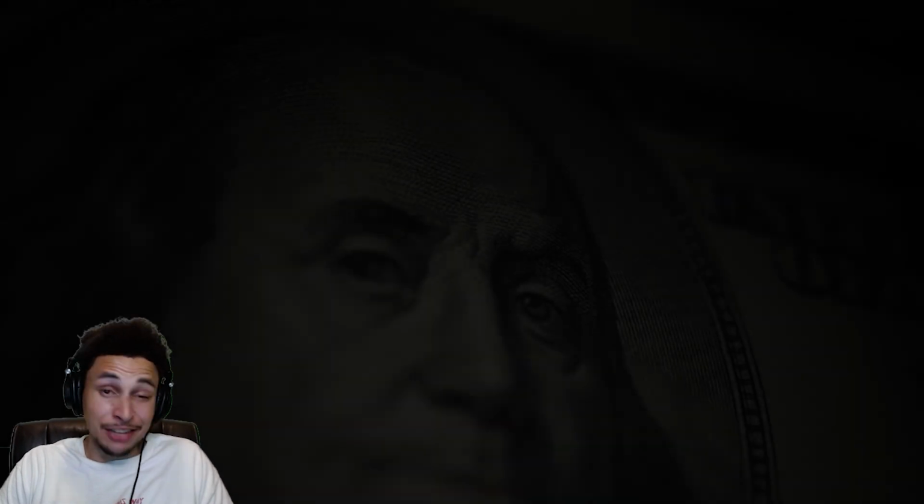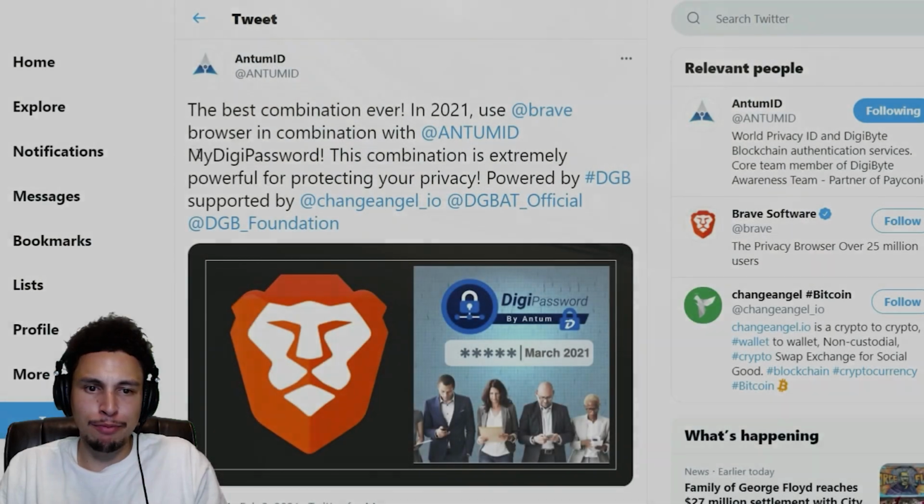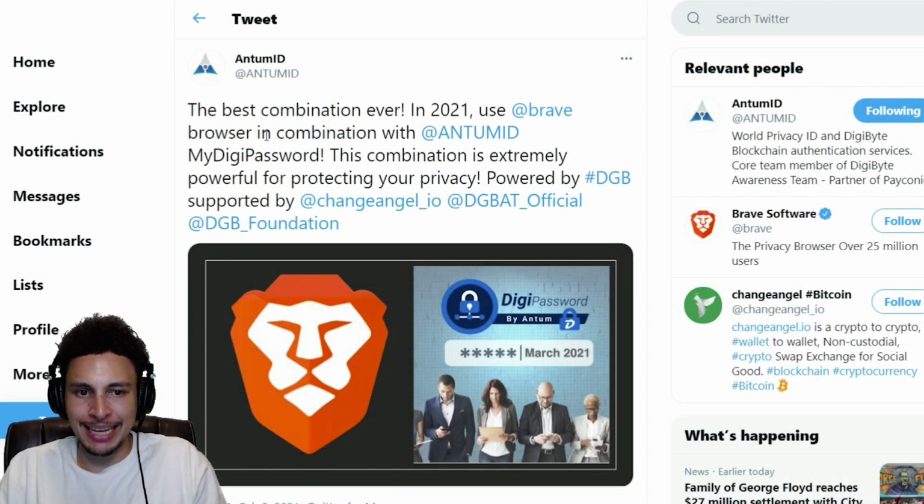If you guys have been eyeing some DeFi platforms over on Binance Smart Chain or Ethereum, now it's possible. But guys, that piece of news was just a little something. This next one gets me really hyped. In 2021, use Brave browser in combination with AntumID and MyDigiPassword. This combination is extremely powerful for protecting your privacy.